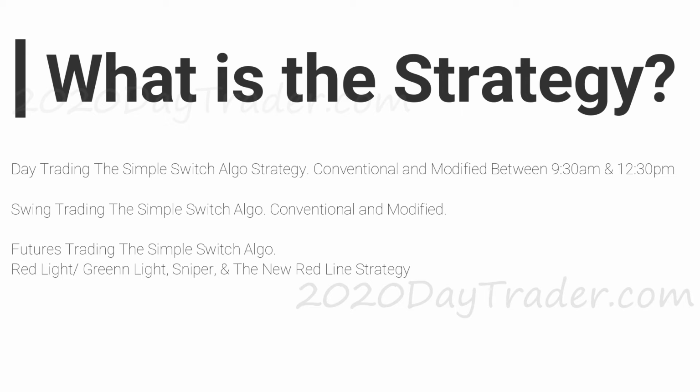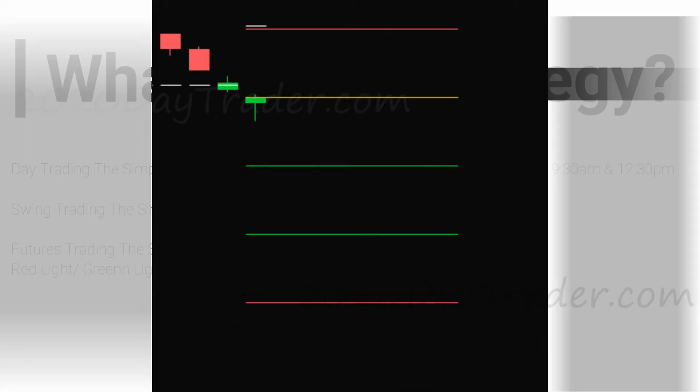For my strategies, they're typically risking one to make one. My sniper is a little different, and same thing with red light, green light, but for the most part it's risking one to make one. And this new red line strategy for the futures, 1 minute, is risking one to make one.